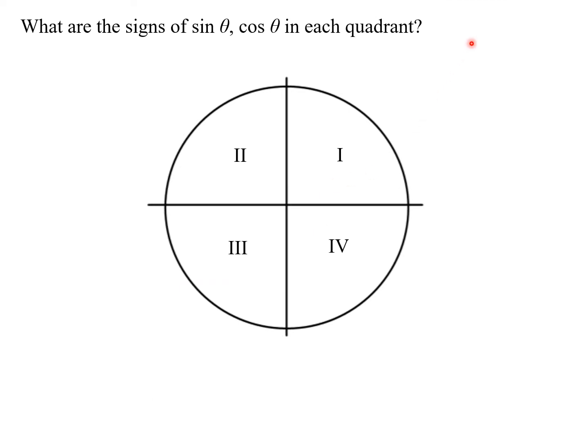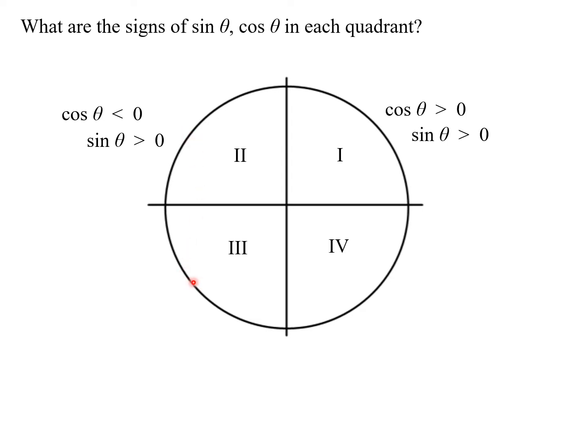Okay, now, what are the signs of these functions in each quadrant? Well, looking at the first quadrant, the x and y coordinates of this one, the x is positive and the y is also positive. So that means the cosines and sines are all positive. Okay. In quadrant 2, the x coordinate is negative and the y coordinate is positive. So the cosine is negative and the sine is positive.